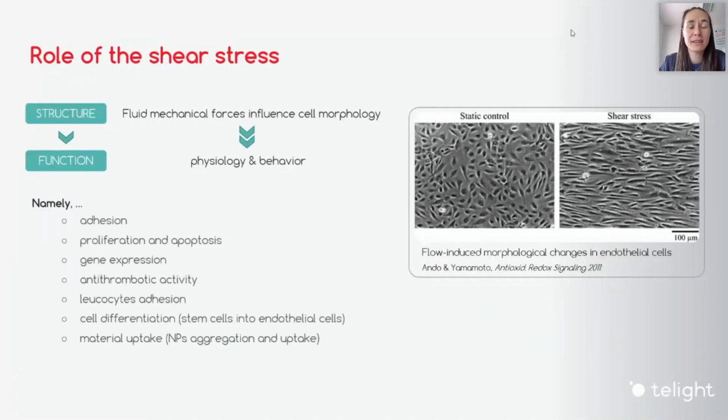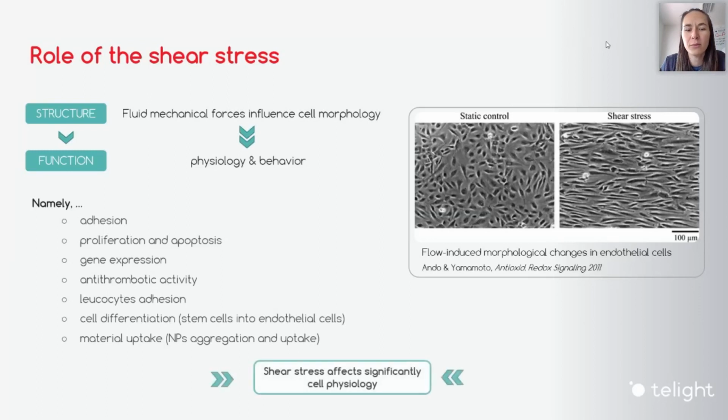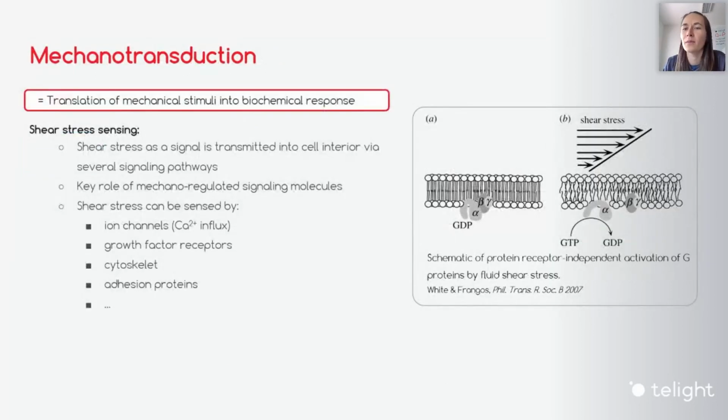So the mechanical forces, the shear stress, affect many parameters in cell physiology, for example, cell adhesion, proliferation, apoptosis, expression of several genes, activity of platelets in the antithrombotic cascade, and many more. So here in the introduction, I just want you to take the message that shear stress significantly affects cell physiology and is an important force in cell biology.